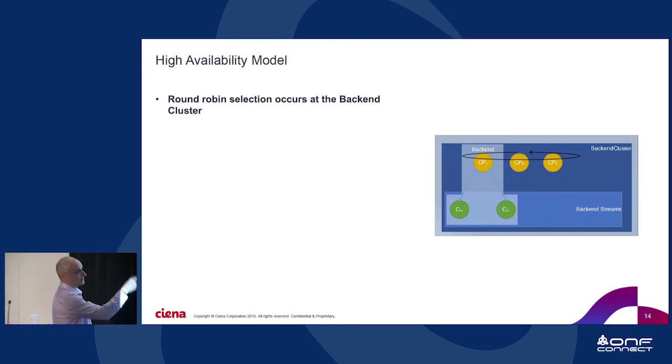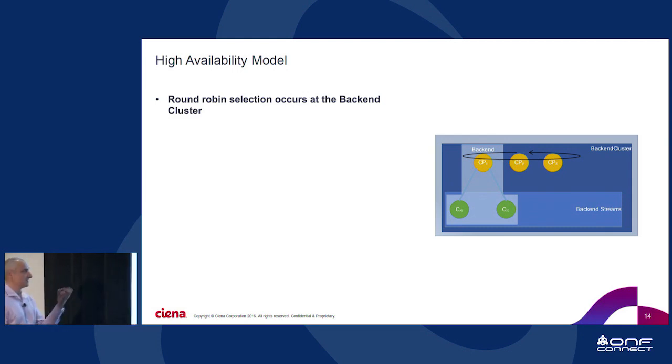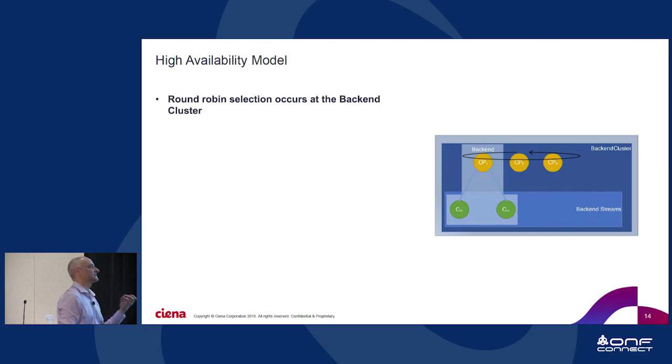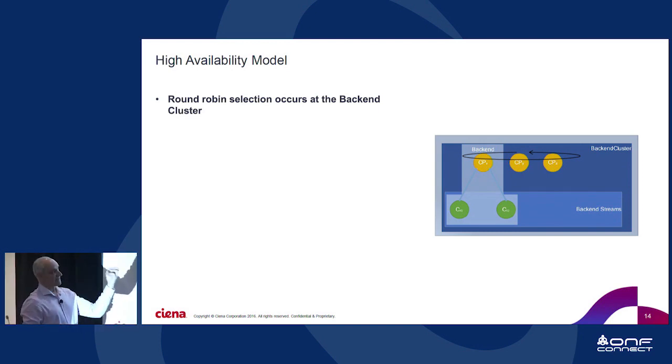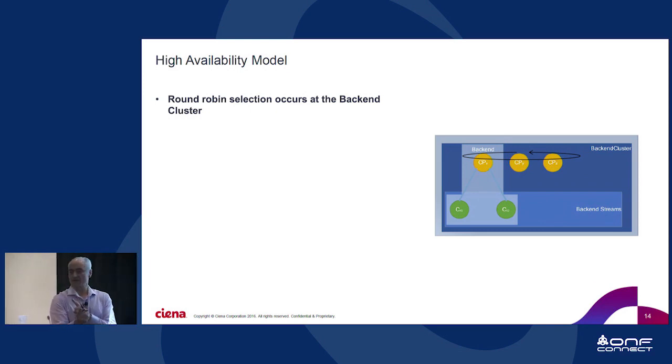So you have the backend cluster. Inside the backend cluster, you have backends, and the backend streams are related to the backend. And so the core pairs, which are the virtual device handlers, are in the backend. So the round robin through these occurs at the backend. And round robin is used to distribute the load across a multitude of servers, or a multitude of backend cores.